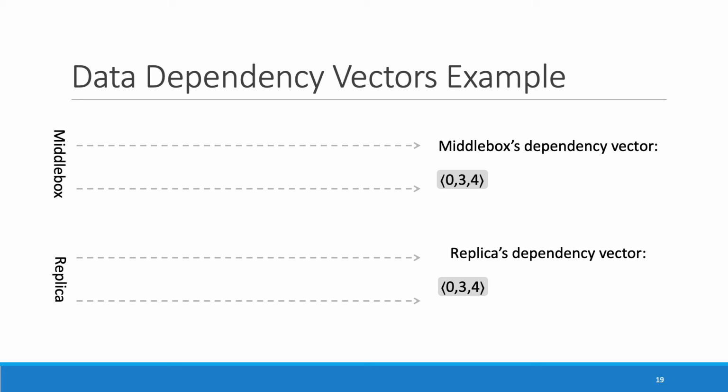Let's have a closer look at how data dependency vectors work. We run a middle box and a replica with 2 threads. Note that they could have different numbers of threads, but we use the same number for simplicity. Middle box state is divided into 3 partitions. As shown, the data dependency vectors of the middle box and its replica contain 3 sequence numbers corresponding to these 3 state partitions. We assume that the middle box and replica initially have the same dependency vectors.